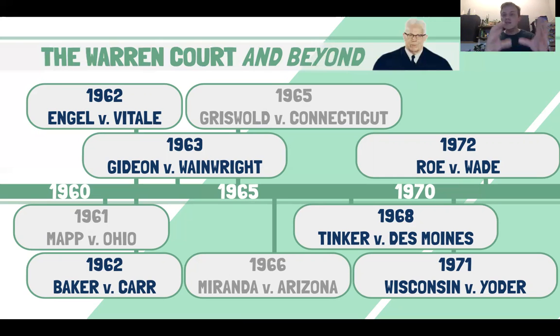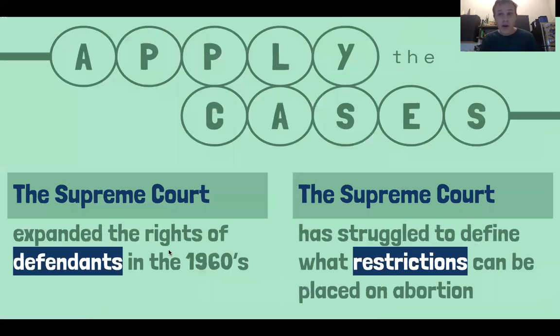Not all of these cases, those in gray, are required for the curriculum. However, you could be asked about how the Warren Court used the power of the Supreme Court to expand civil liberties, and all of these cases serve as examples. There are plenty of ways to apply these cases as well. First of all, with Gideon versus Wainwright, the Supreme Court expanded the rights of defendants throughout the 1960s. I showed you some other examples of those cases with Mapp and Miranda.